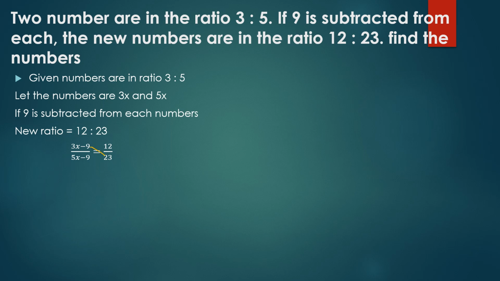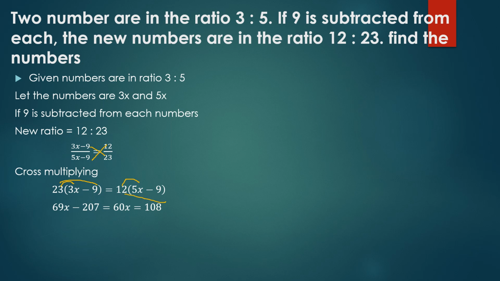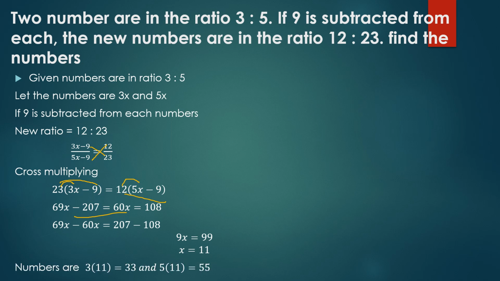Cross multiply, we have (3x minus 9) into 23 is equal to 12 into (5x minus 9). Now multiply this, 23 into 3, 69x, 23 into 9, minus 207, 12 into 5, 60x, and 12 into 9, 108. Now bring the x terms together. 69x minus 60x is equal to 207 minus 108. 9x is equal to 99, or x is equal to 99 by 9, 11. Therefore, the numbers are 3 into 11, the first number, 33, and the second number 5 into 11, 55.